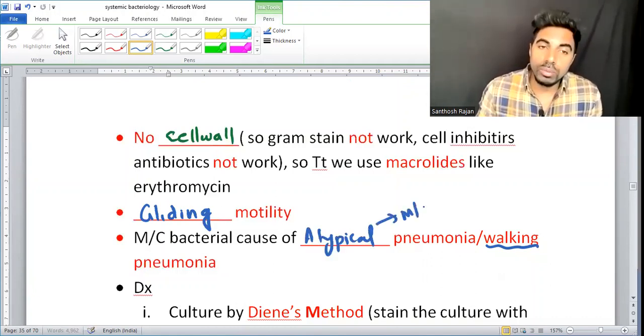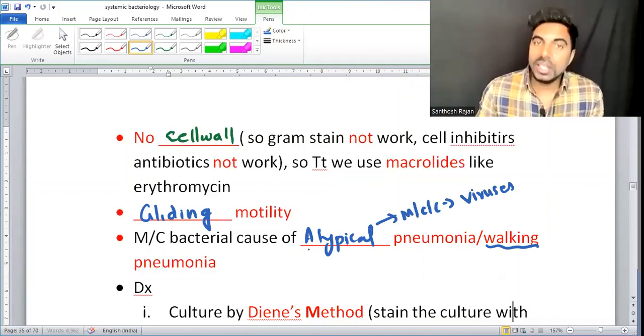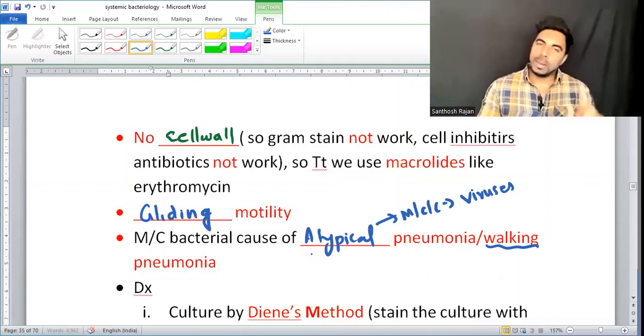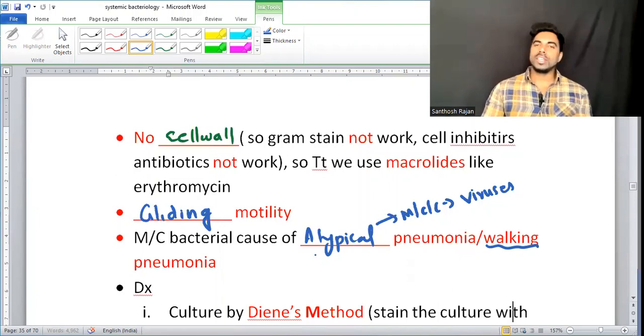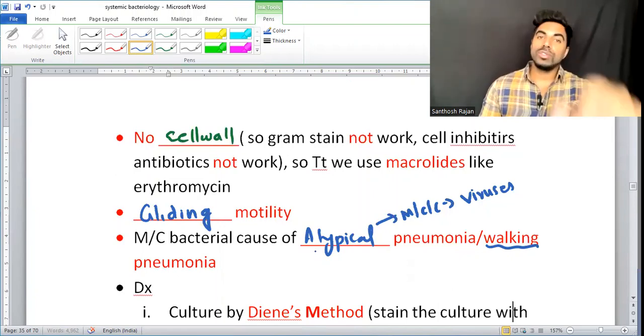Atypical pneumonia: the overall most common cause is viruses. But among bacteria, if they ask, it's Mycoplasma. Chlamydia and others can also cause atypical pneumonia, but the main cause is Mycoplasma. Mycoplasma is the main bacterial cause of atypical pneumonia.